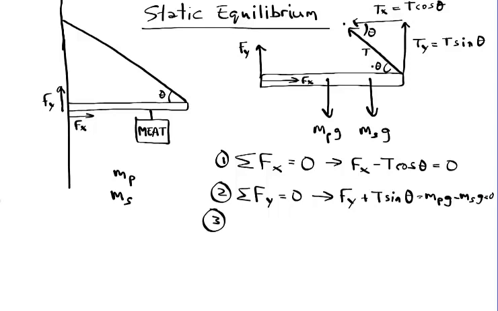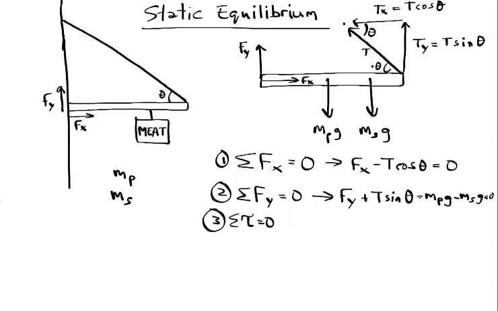The net torque equals 0. And once again, I get to pick the place that's the axis of rotation. Now the thing that's important here is any force that acts at the axis of rotation cannot possibly produce torque. It's like pushing on the hinges of a door. It's not going to produce torque.